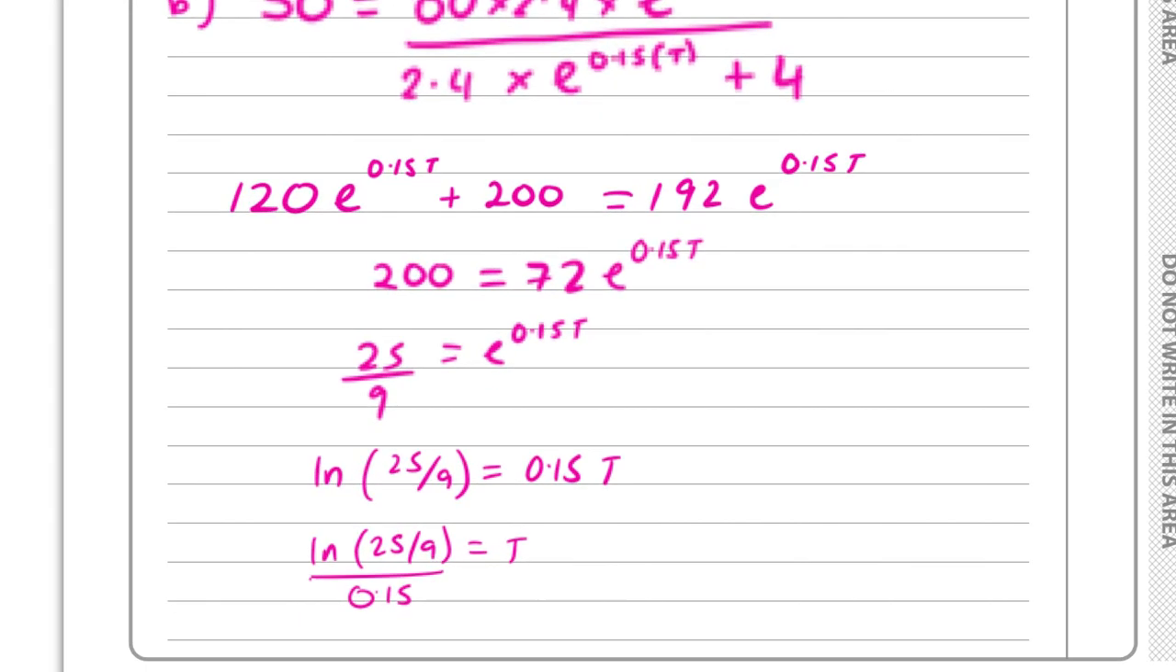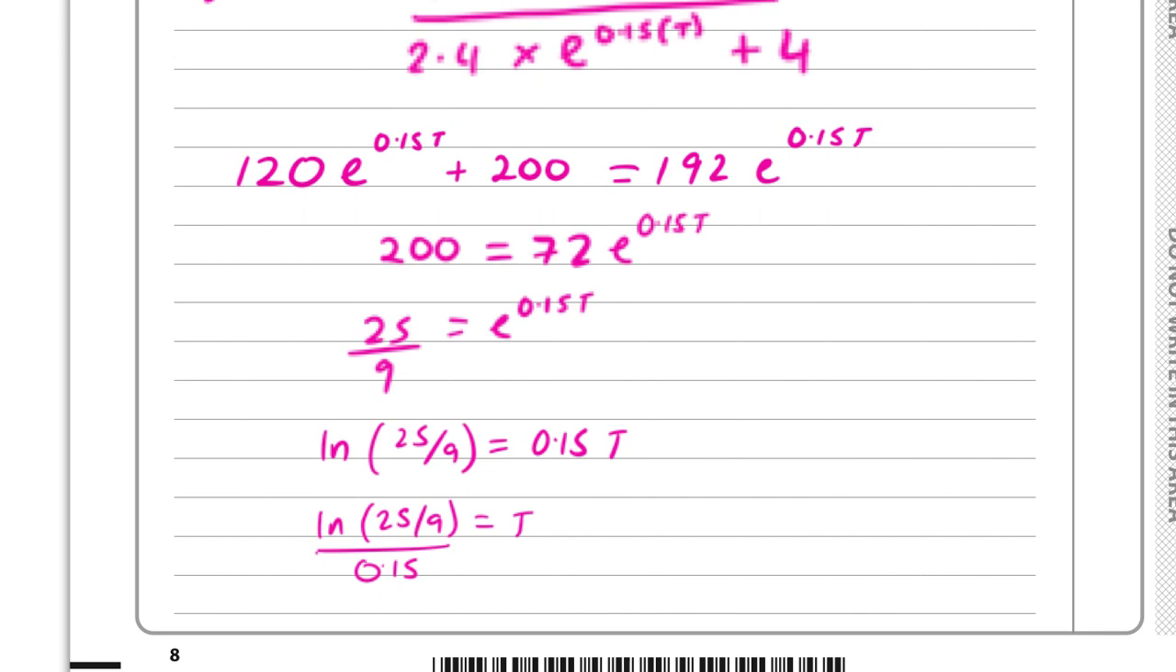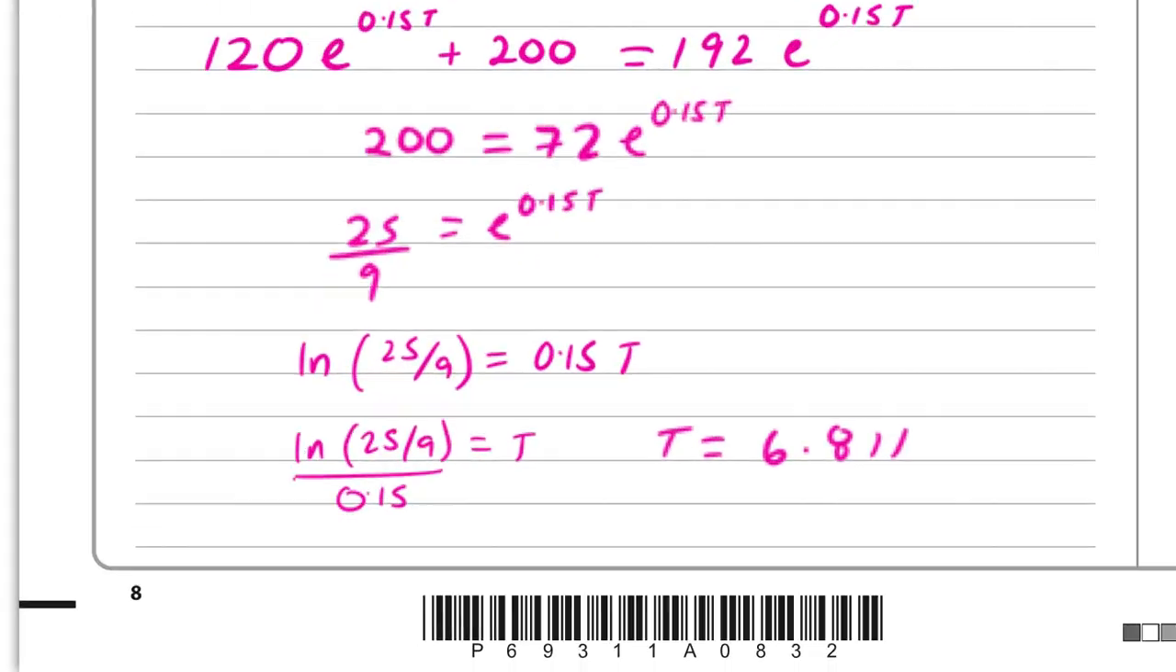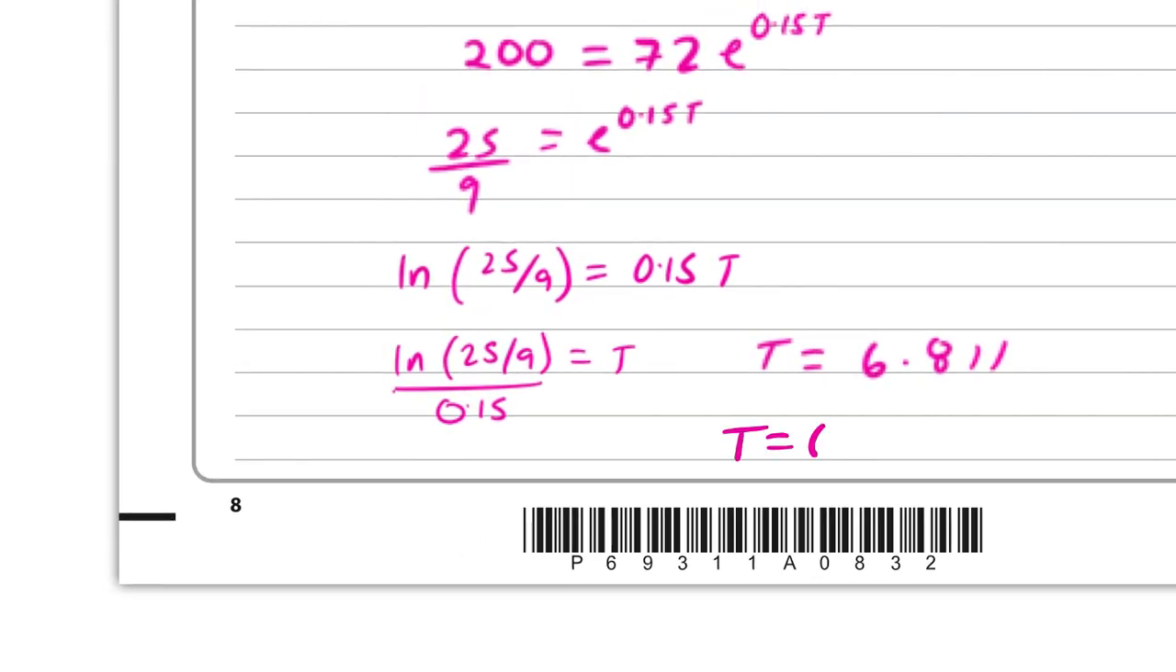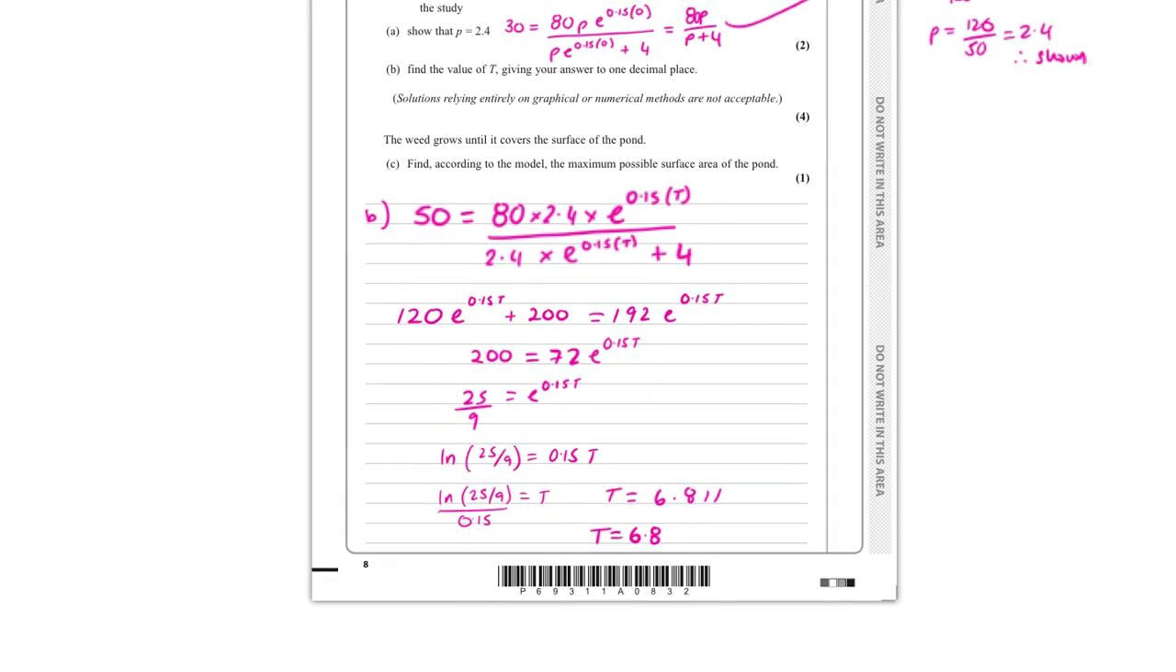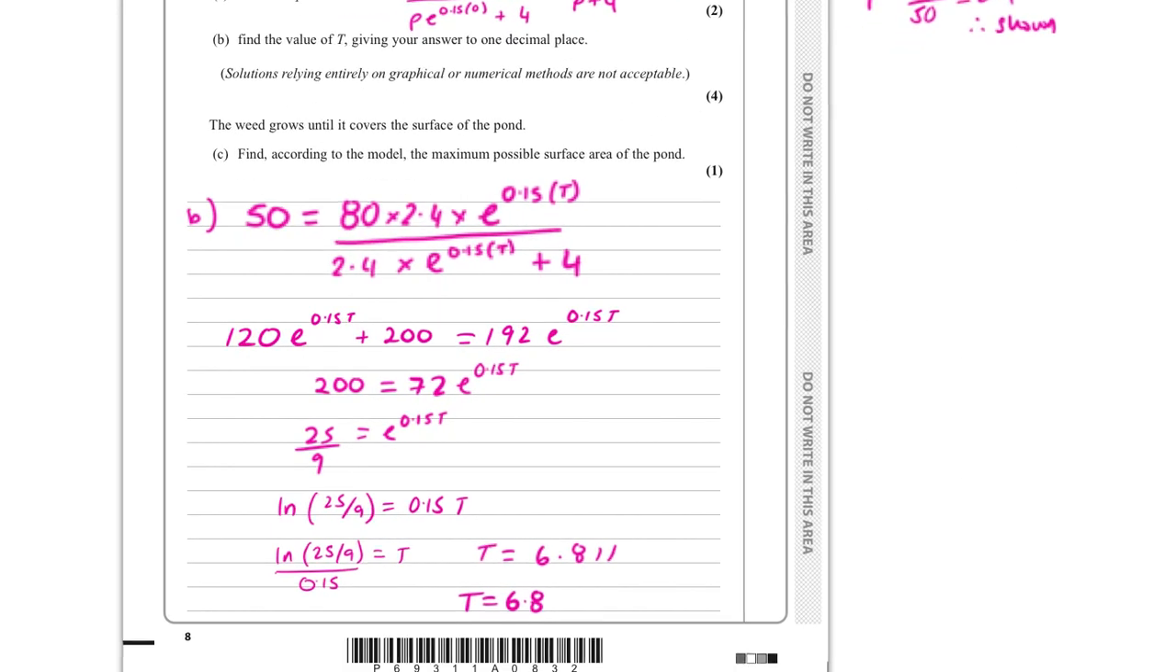Now it says 1 decimal place. So ln of the answer, and then divide that by 0.15. I'm going to get t equals 6.811. It wants 1 decimal place, so t equals 6.8. Okay, so nice and easy.